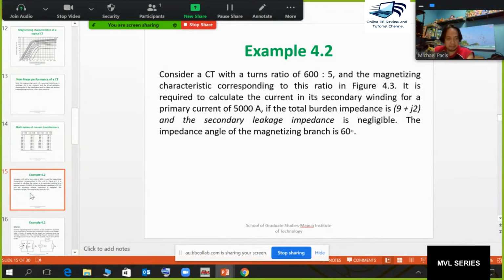If the total burden is 9 plus j2, this is the burden on the load, and the secondary leakage impedance is negligible. So Zx will be almost zero because it is negligible. The impedance angle of the magnetizing branch is 60 degrees. So you do not know the magnitude of your Zm, but you will have the angle of 60 degrees on the Zm. So how can you solve this problem? It is explained in the next few steps.